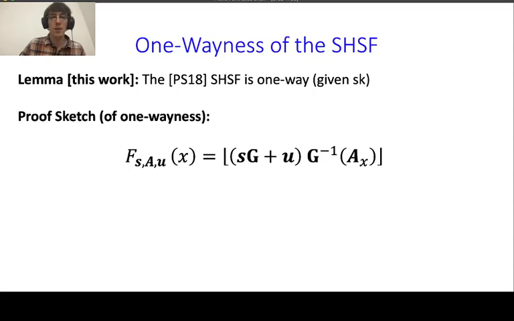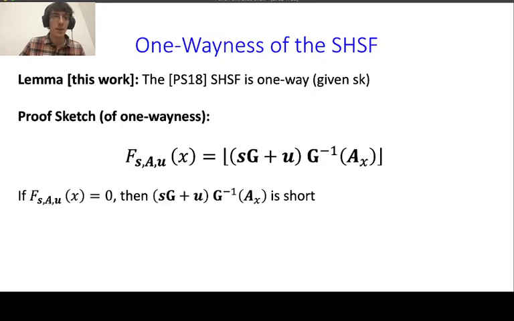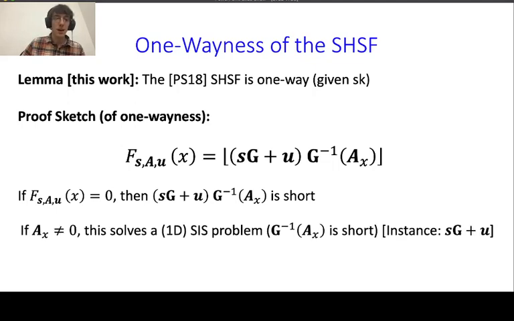So we want to show that it's hard to invert this function at 0. So let's see why. Suppose that we found x such that f of x equals 0. Taking out the rounding operation, what this means is that this vector matrix product is a short vector. And so we're going to use this to violate some computational assumptions. To do this, there are two cases.